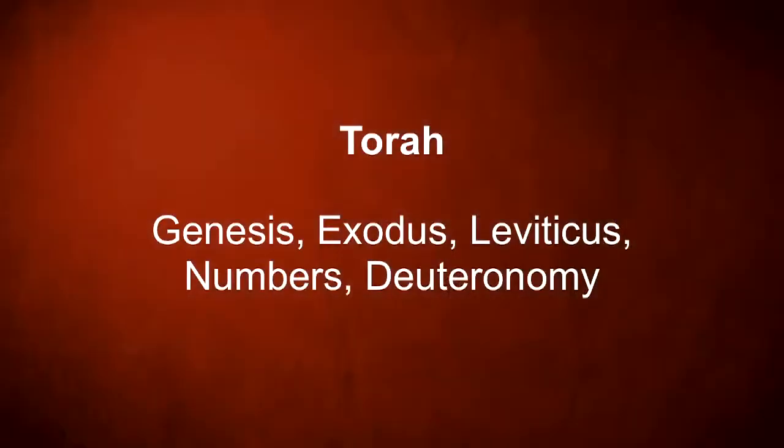This word is usually translated law, but that's not a completely accurate way to translate this word. But this includes Genesis, Exodus, Leviticus, Numbers, and Deuteronomy, the 5 books that are connected with Moses. And it goes from the creation of the world to just before the children of Israel enter the Promised Land.